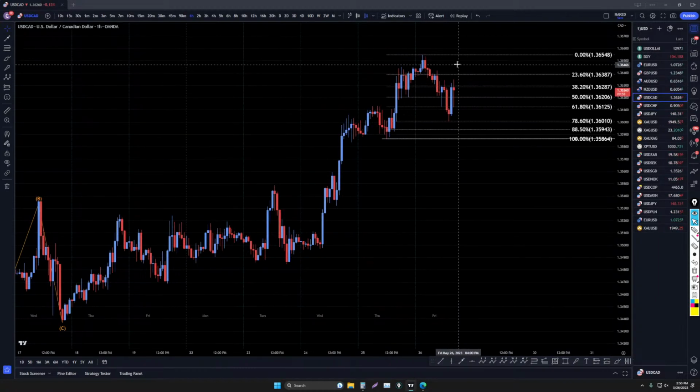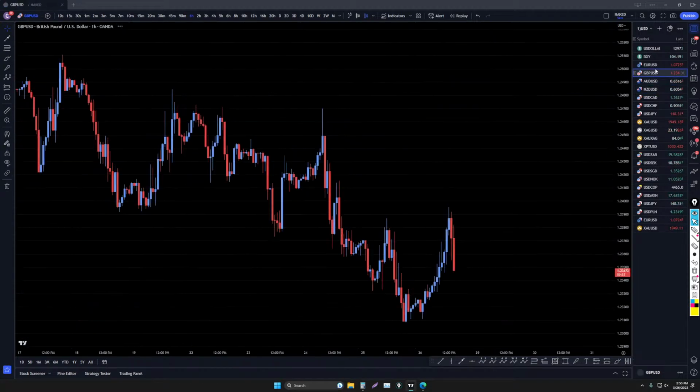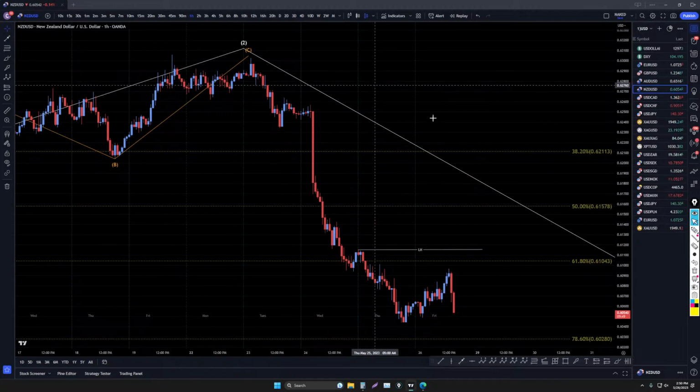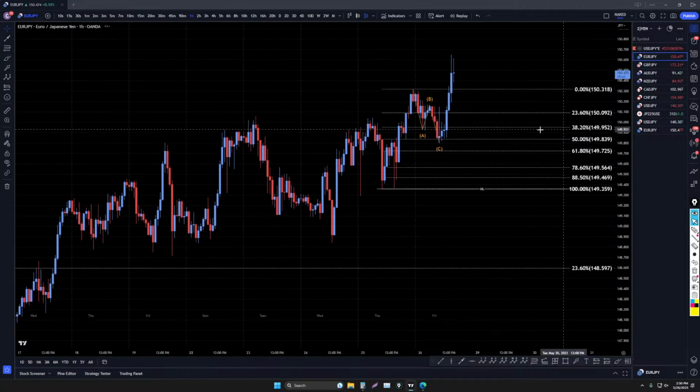If it makes it all the way up here, I'll probably exit someplace around there. This is just like a little day trade, like a 3 or 4 hour day trade that I was looking for. So anyways, let's go back to the yen pairs for a few minutes while we're waiting for the news, because those babies are moving.